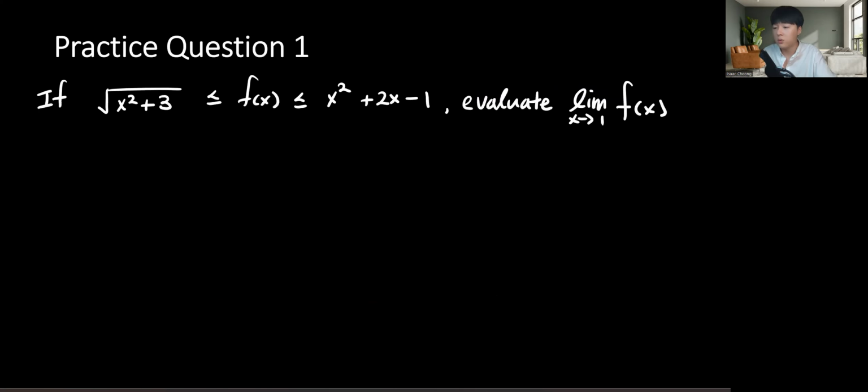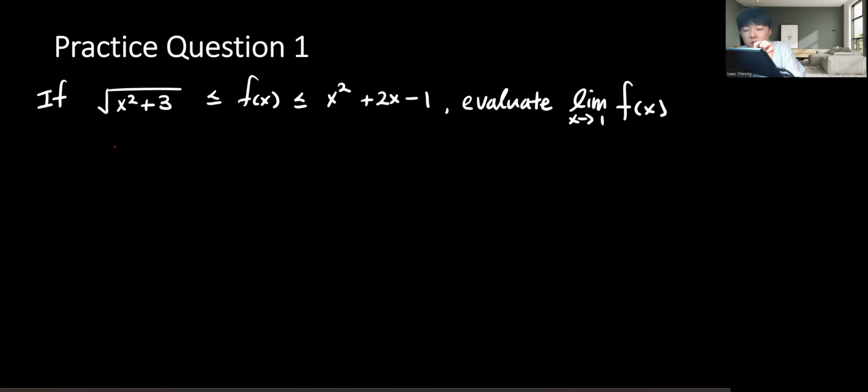Let's go to the next question. If f(x) is sandwiched by these two functions, evaluate the limit as x goes to 1 of f(x). Which means the same thing, right? We can actually take a limit on all the sides. So let's do that to use the squeeze theorem.